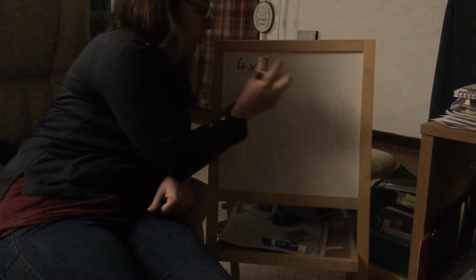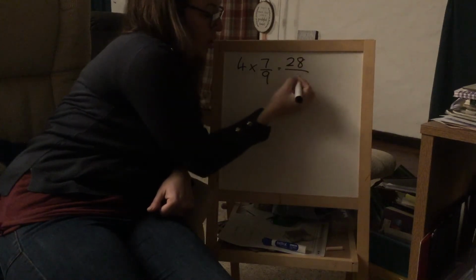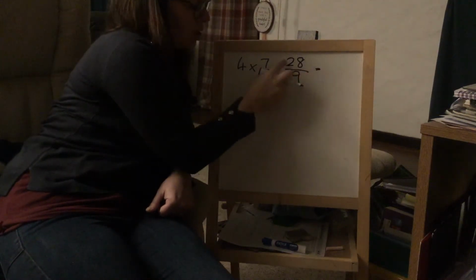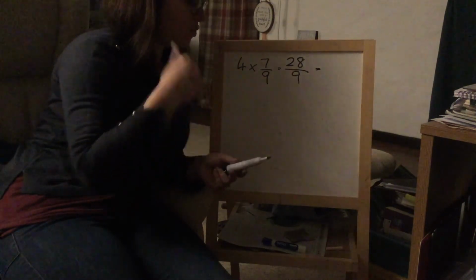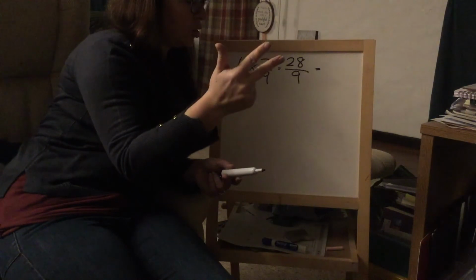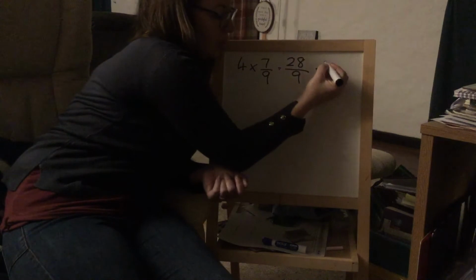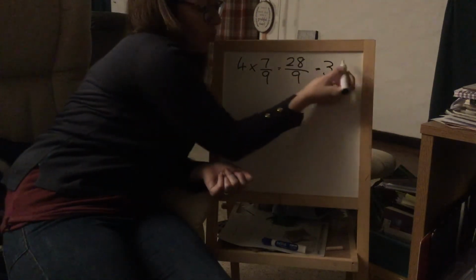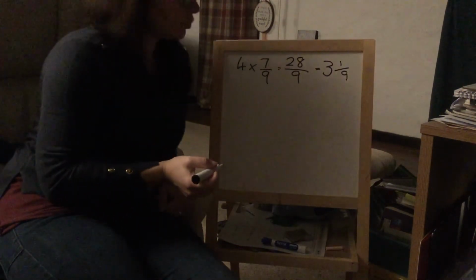So 4 times 7 is 28 over 9. Or we could say, how many times does 9 go into 28? So we do our 9 times table. We have 9, 18. 18 would be 2 wholes. 27 is 3. So we have 3 wholes because 3 times 9 is 27. And we would have 1 left over, just like when you're dividing.